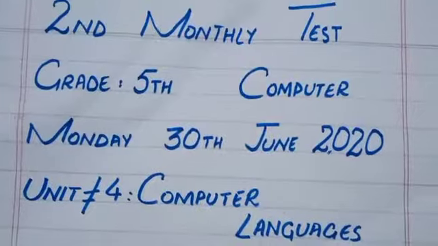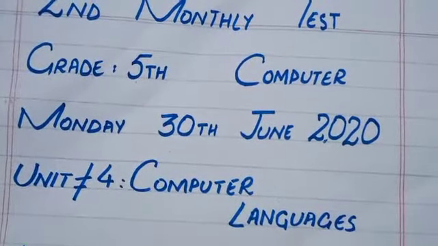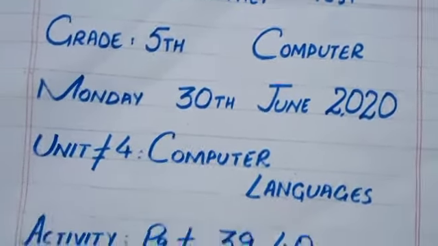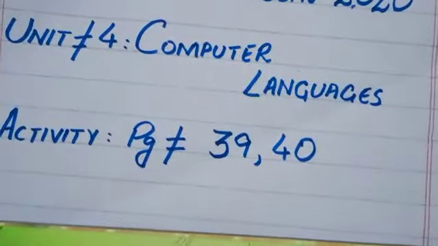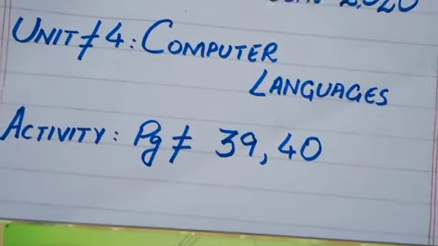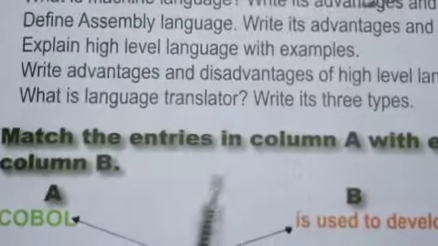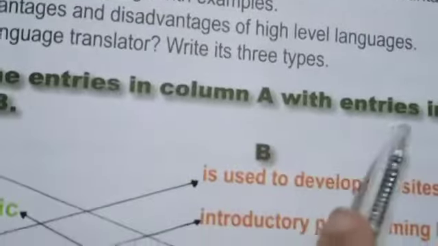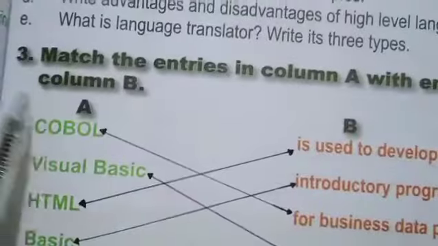Second monthly test, grade 5th computer, Monday 30th June 2020. Unit 4 computer languages, activity page number 39 and 40. Today our first activity is match the entries in column A with entries in column B.